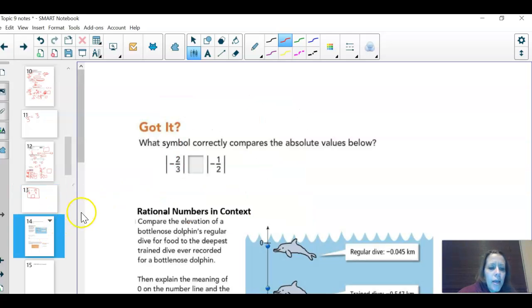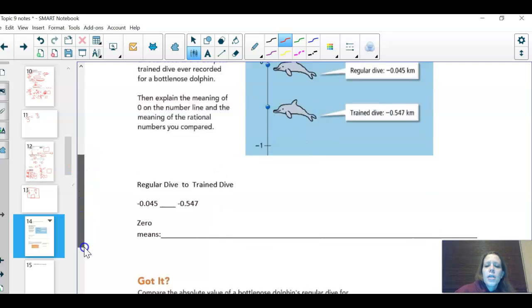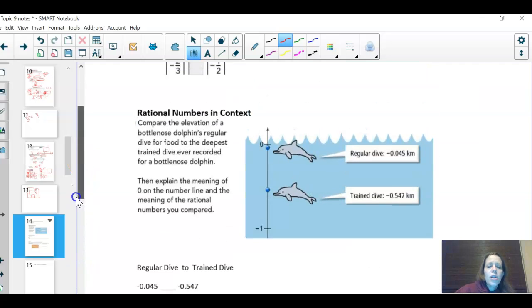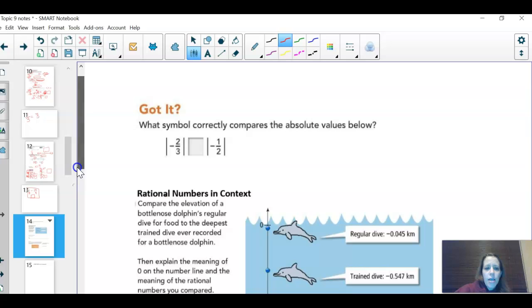Go ahead and put your answer in the box. Now we're going to go ahead and finish up with just like we did in the other one. We're going to talk about dolphins, okay? But first, compare these for me. Put your answer in the box.